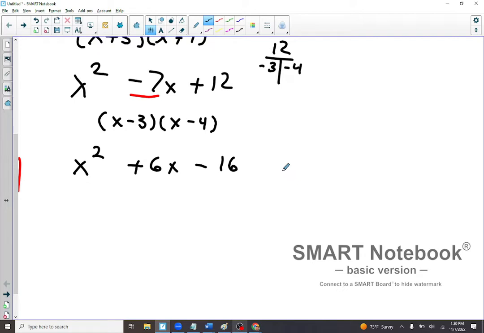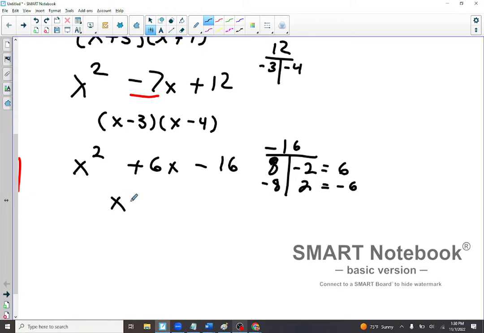So this one, what I need to do is multiply to negative 16. Always pay attention to signs. Multiply to negative 16 and add to positive 6. Since I'm multiplying to a negative, one should be negative, one should be positive. So I'm going to do 8 and negative 2. Very important is 8 and negative 2 because I needed to add to positive 6. If it was negative 8 and positive 2, that would give me negative 6.